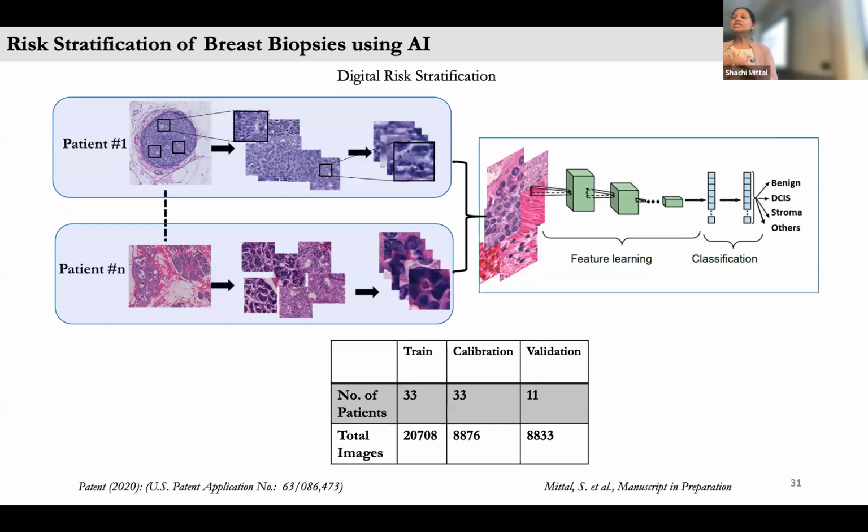We used 33 surgical specimens, which were the large specimens, giving us about 20,000 images to train, about 9,000 images to calibrate, or fine tune, our hyperparameters, and another 9,000 coming from 11 totally different patients to externally validate our algorithm.